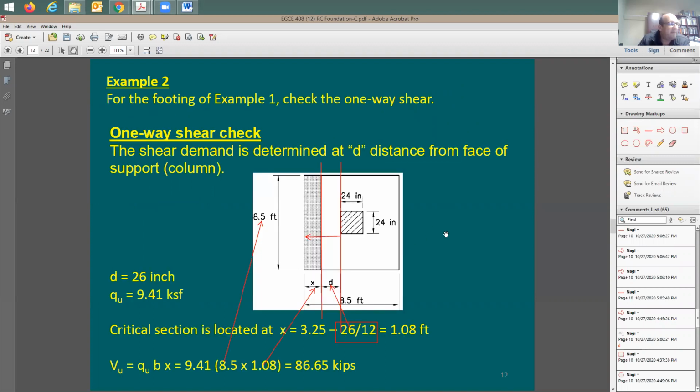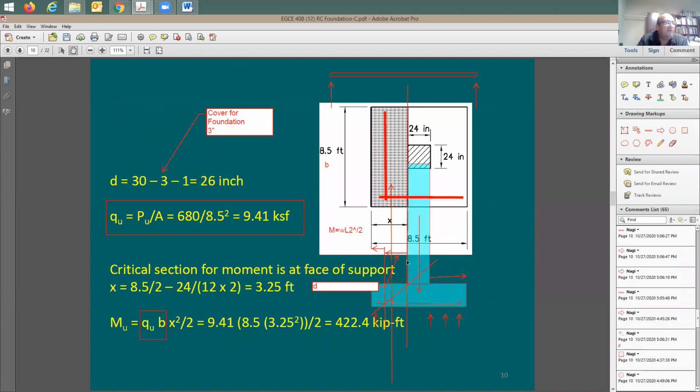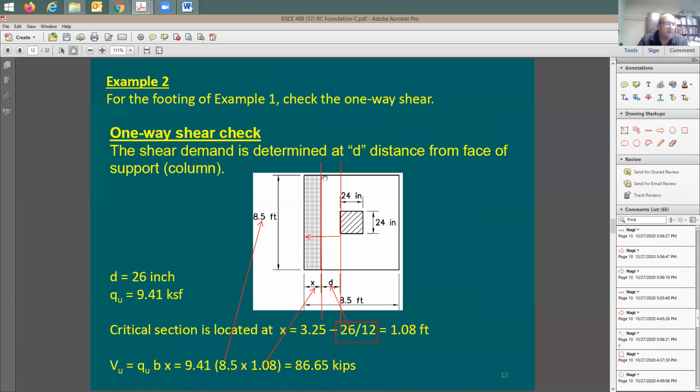I'm going to take you back. If you cut this section right here, what are you cutting through? Depth D. And what's the width that you're cutting through? You're cutting through this width. So the area exposed to shear, if you're cutting a section here, is going to be equal to the depth multiplied by the width, 8.5 feet. How much was the depth? Anyone recall?